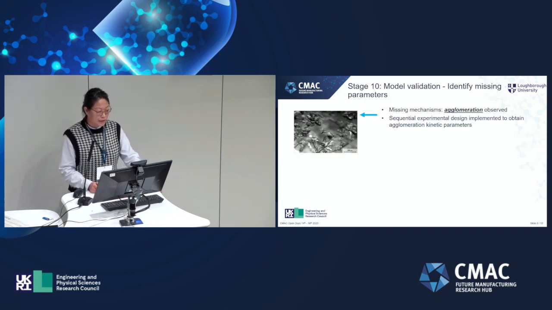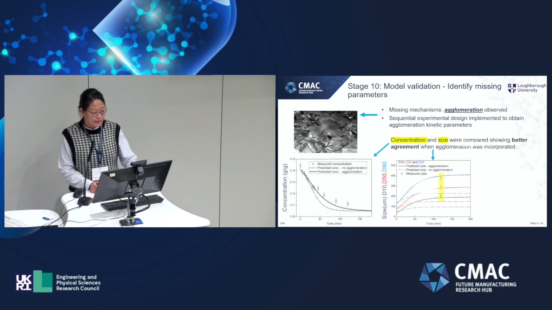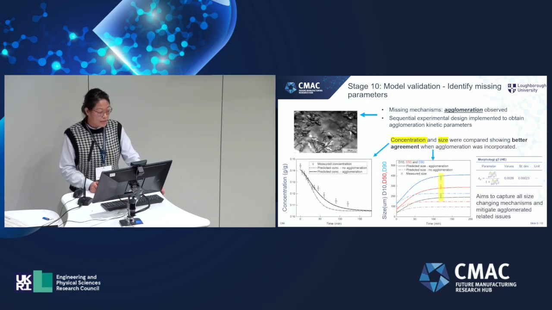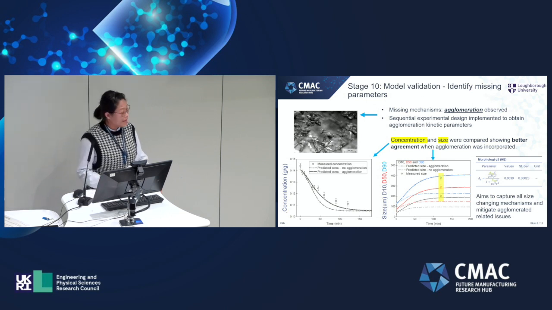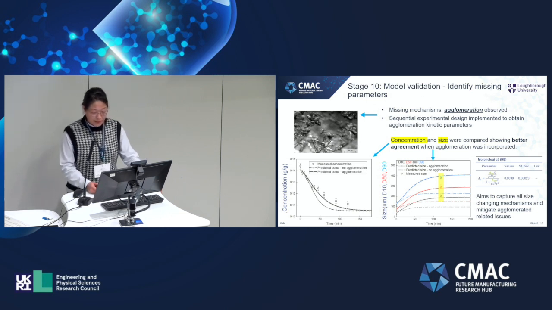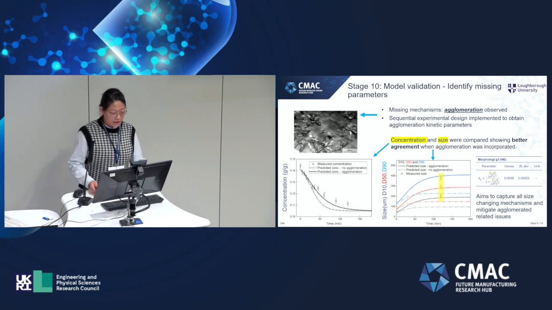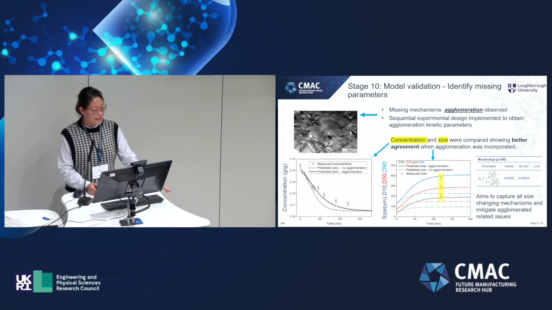And further, we ran a model validation. During the model validation stage, a significant agglomeration was observed from the PVM image here, resulting in a substantial discrepancy between the non-agglomeration model's predicted data and the experimentally validated data. The agglomeration also led to a considerable particle size increase in this case.